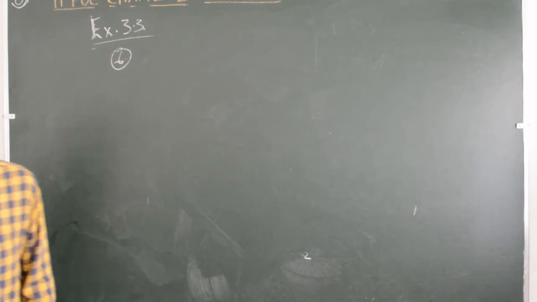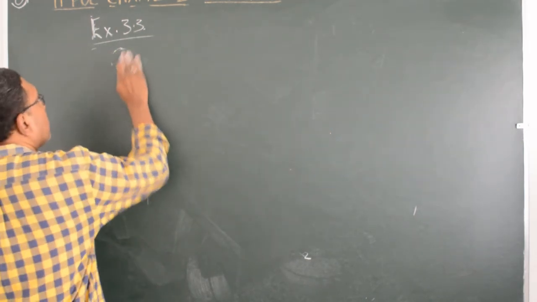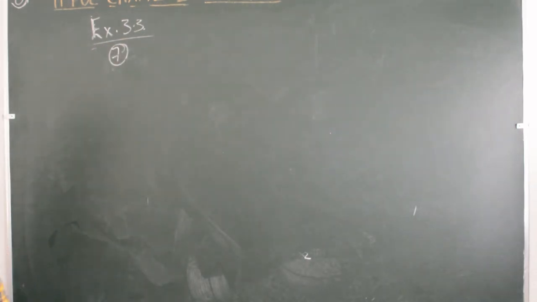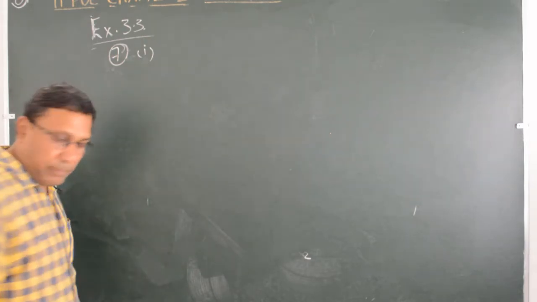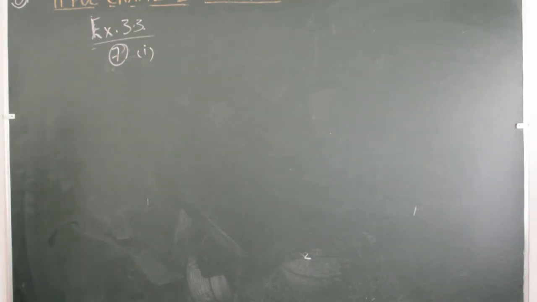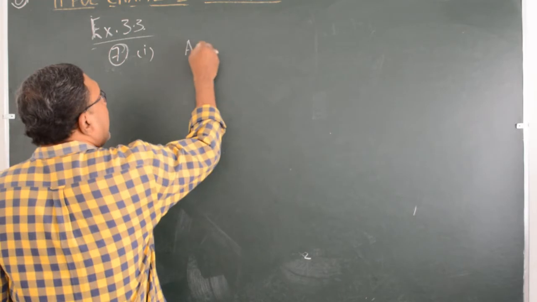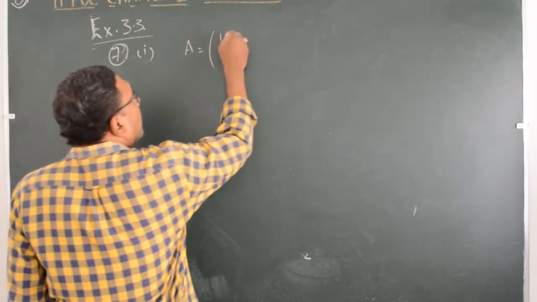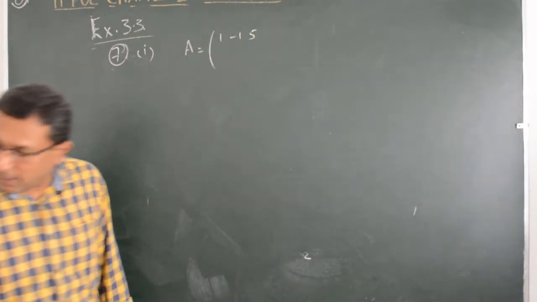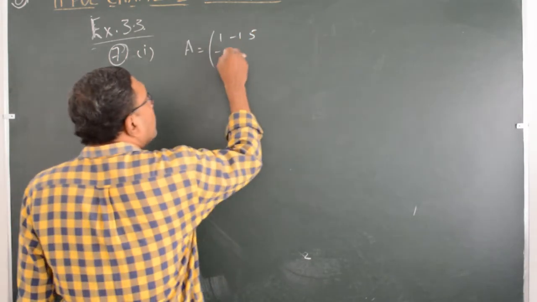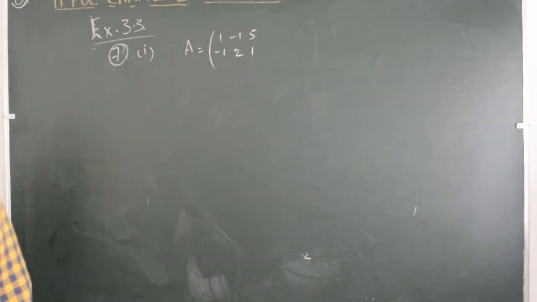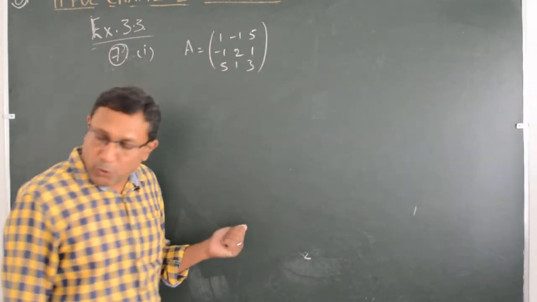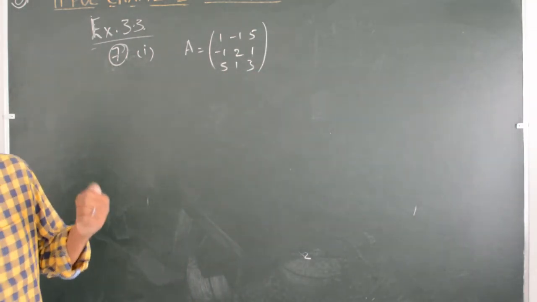So let's go to the seventh question, and there are two questions. First one, show that this matrix is symmetric. So A is equal to 1, minus 1, 5, and minus 1, 2, 1, 5, 1, 3. I need to show that this matrix is a symmetric matrix.